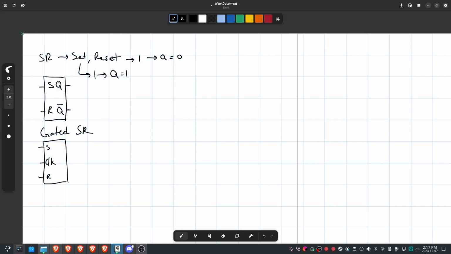And then there are 3 other ones. These ones are all flip-flops. The first one is the D flip-flop. You'll have a D and a clock. Or this will be the clock.